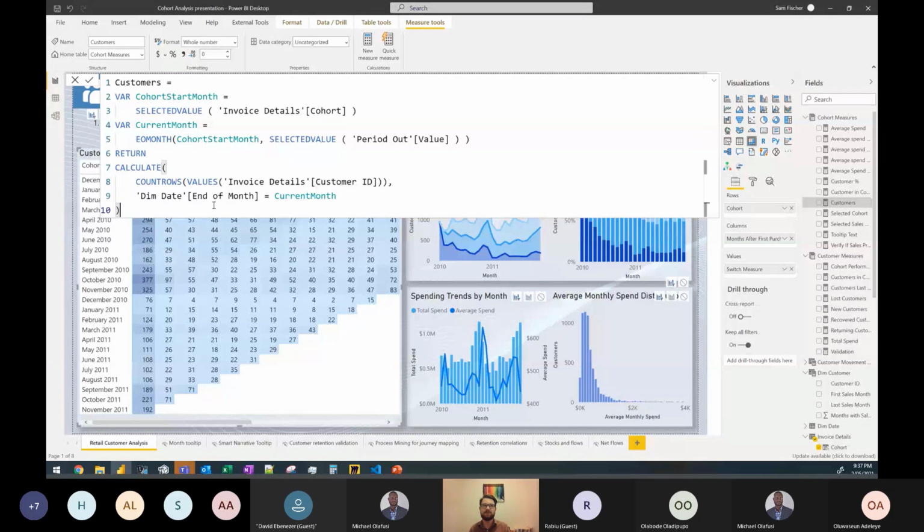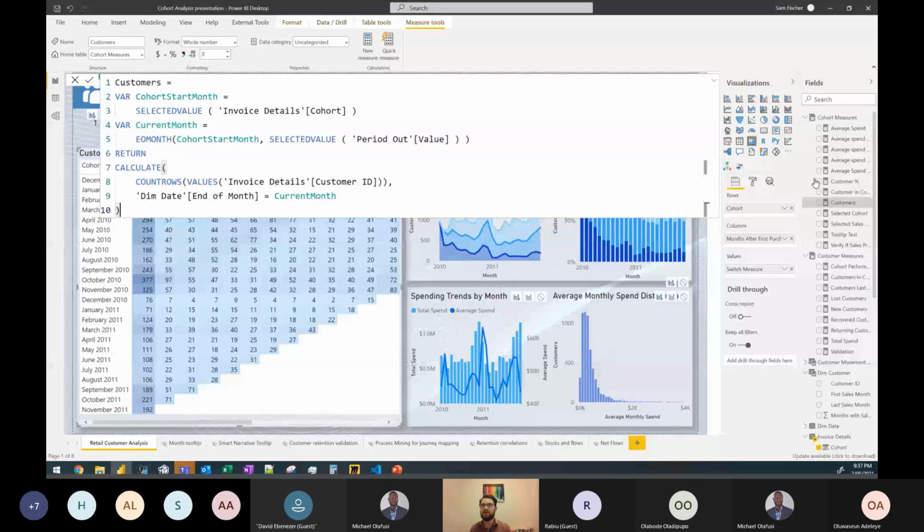Say in this particular cell here, we're already filtering our fact table down to just customers that first bought from us in June of 2010, but then we also want to filter that again down to the purchases they made 2 months after that. That's what this line in the CALCULATE statement does, and that's how we work out how many customers we have in each cell of this pivot table.